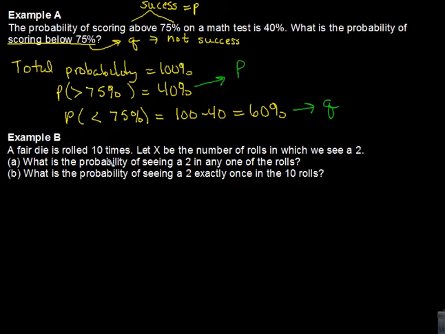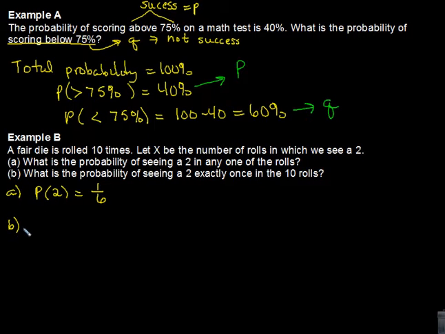A fair die is going to be rolled 10 times. And X is going to be the number of rolls in which we see a 2. So A, what is the probability of seeing a 2 in any one of these rolls? Well, there's 6 sides. One of them's a 2. So the probability of a 2 is going to be 1 out of 6. So far, okay?